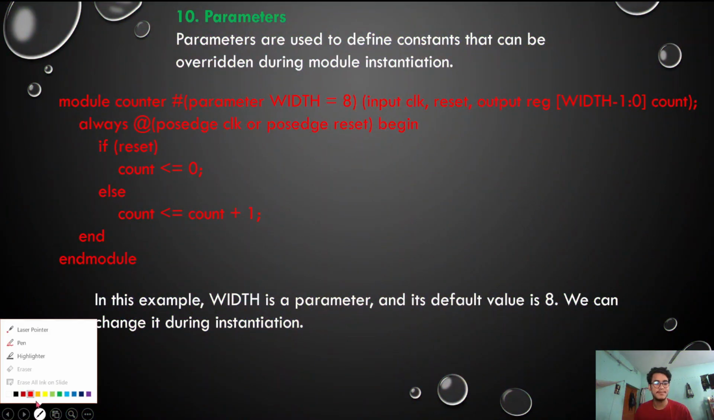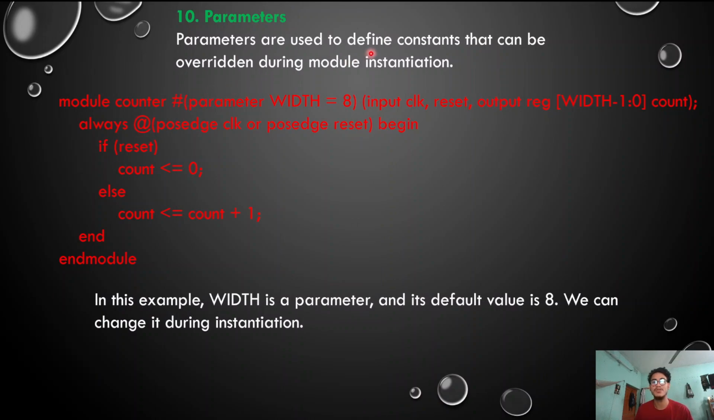The next syntax is parameters. Parameters are used to define constants that can be overridden during module instantiation. In this example, width is a parameter and its default value is 8. We can change the value of a parameter, in this case width, during instantiation within another module.